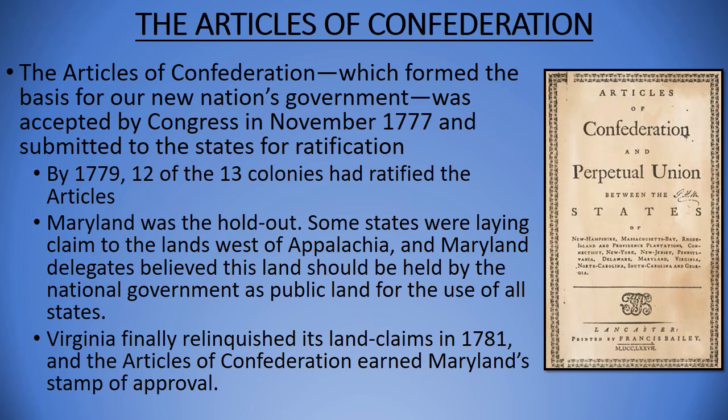It was eventually accepted by the Continental Congress in November 1777, and then submitted to each individual state for ratification. So by 1779, 12 of the 13 colonies had ratified it. Maryland was the holdout, because a lot of states were claiming lands west of Appalachia at the time. Maryland thought that the land should be held by the national government as a public trust, but other states wanted the land for themselves. There was a big back and forth over this, and eventually Maryland ratified the Articles in 1781.